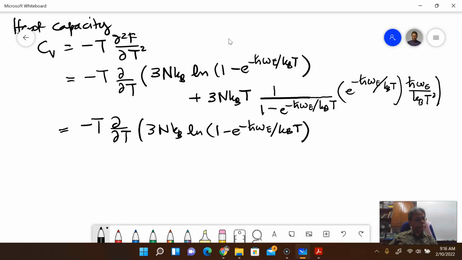That would give you plus 3nkB. Your T will cancel with this T squared there, and then you have the 1 over 1 minus e to the minus h bar omega E on kBT. And then you have the exponent here.